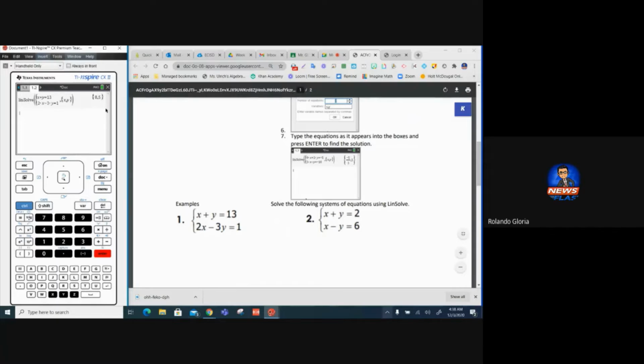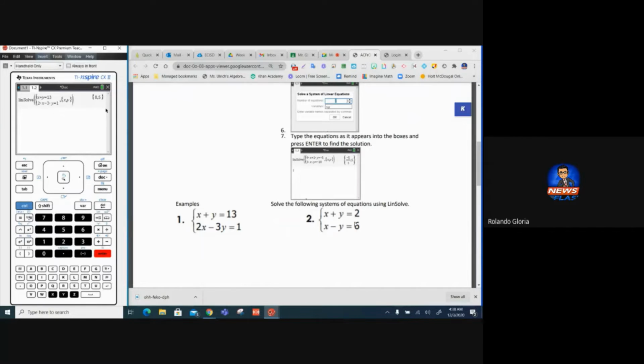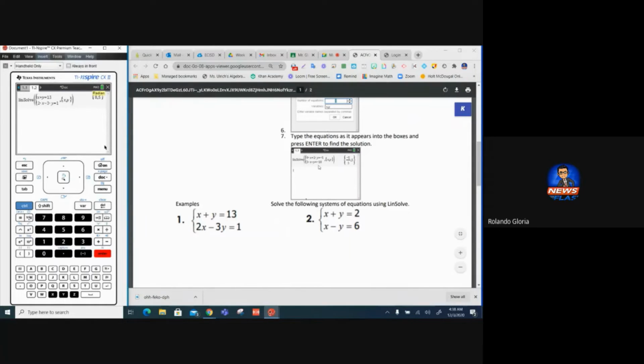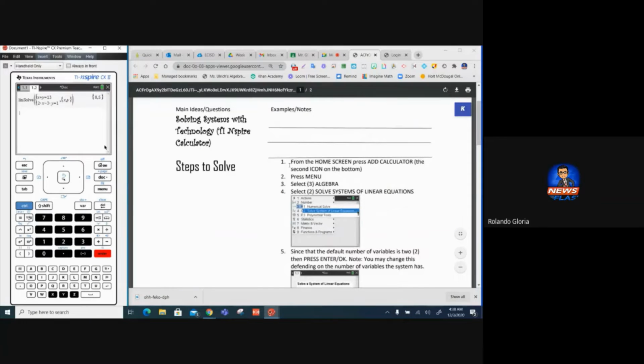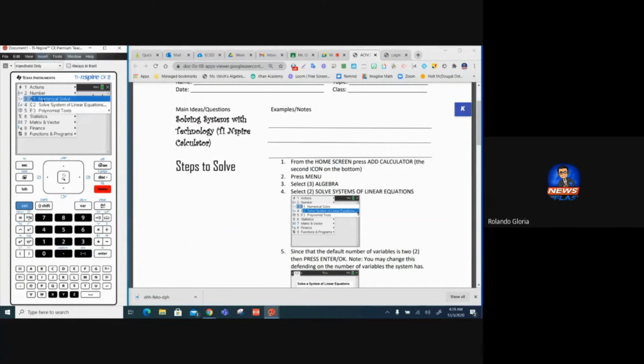Okay, so let's go ahead and have some more examples. Example number two. System number two is x plus y equals 2 and x minus y equals 6. Okay, so let's review the steps. This time, since we are already in add calculator, we're gonna skip step one. Now step two, first menu, we go to algebra and then go to numeric to solve systems of linear equations. Then again, either hit OK or hit enter.